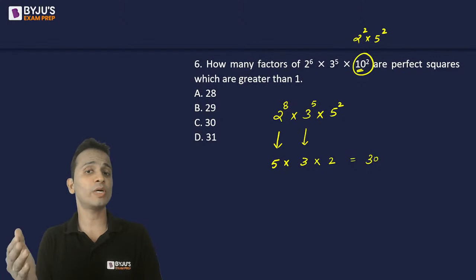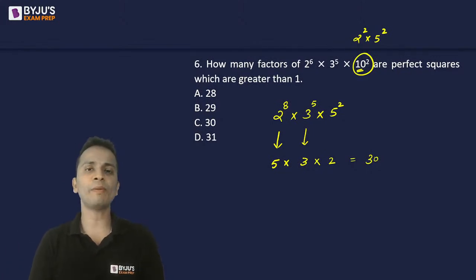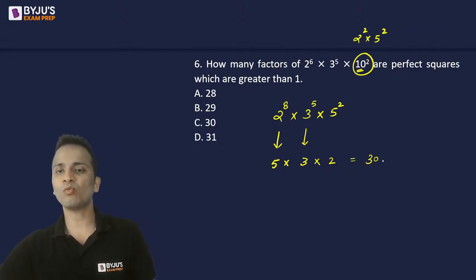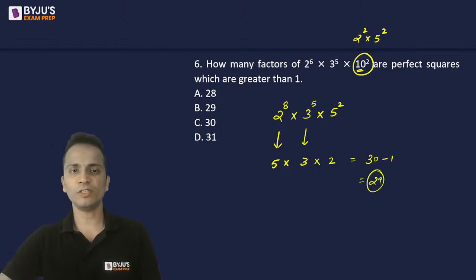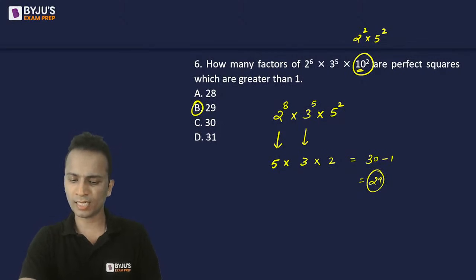1 is a perfect square and 1 is a factor of this number. Okay, so we don't have to include 1 because we need all the perfect square factors which are greater than 1. So I'll subtract 1 from here and that will give me my final answer, which is 29. 29, Soham and only Soham. Soham has given the correct answer.